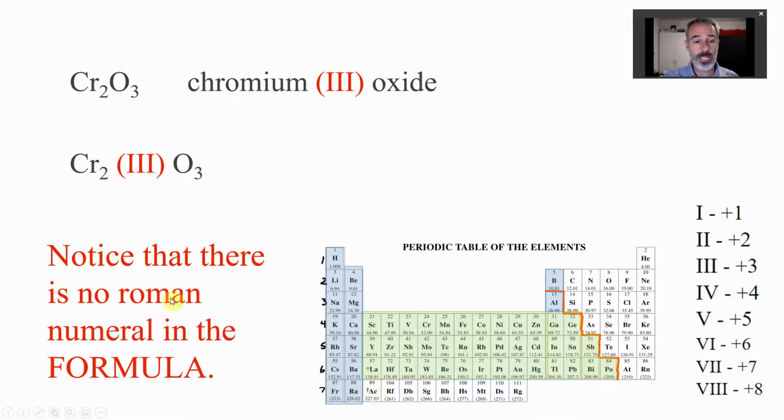Roman numerals go in names. Like here, that's where it goes. It does not go in the formula. See how the formula does not have a Roman numeral 3? Now I bring this up because a lot of times students will put a Roman numeral in a formula. They don't go in the formulas, they only go in the names. Do not put them in formulas.